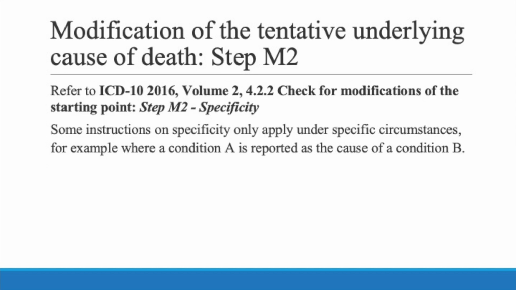One more instruction from Volume 2, Section 4.2.2, concerning step M2. Some instructions on specificity only apply under specific circumstances. For example, where a condition A is reported as a cause of condition B. Much like some applications of step M1, some instructions on specificity for M2 only apply when the tentative underlying cause has been reported as a cause of the more precise description or cause of death.